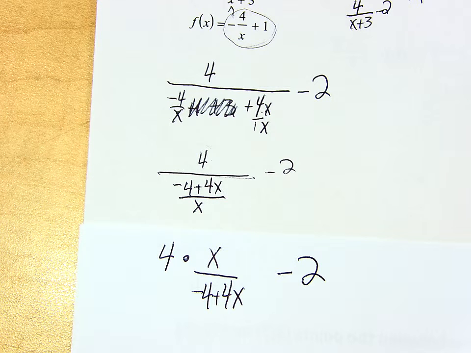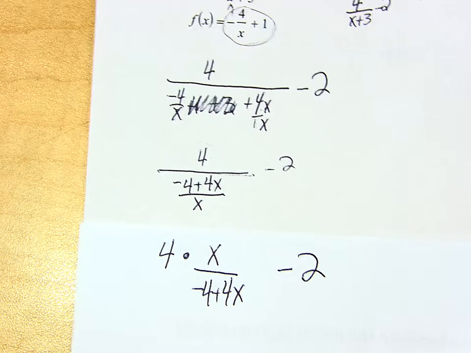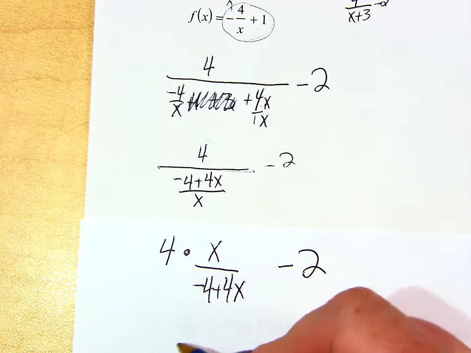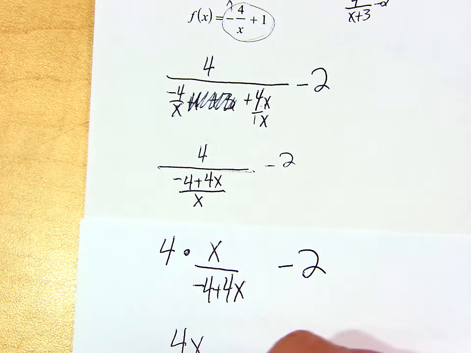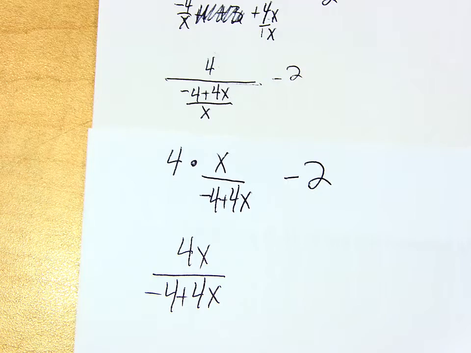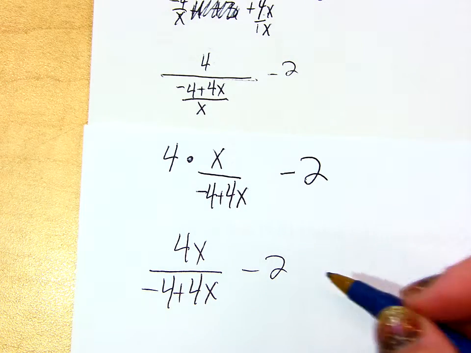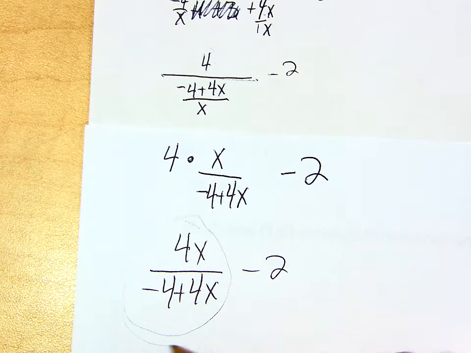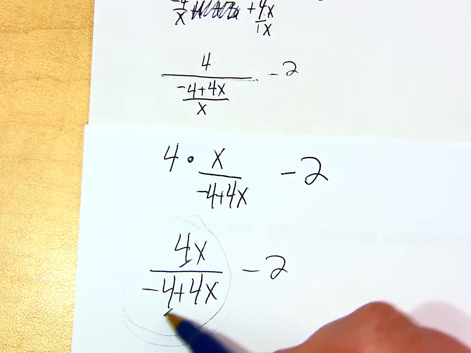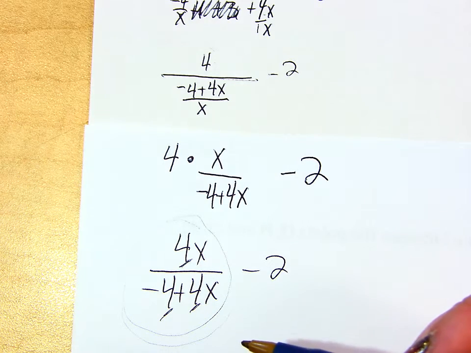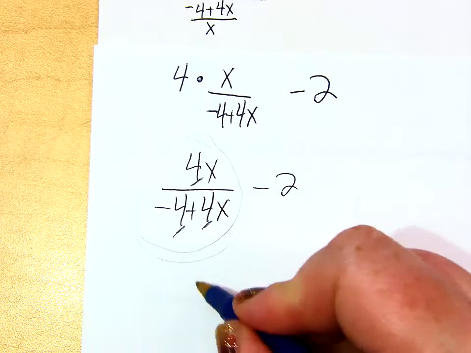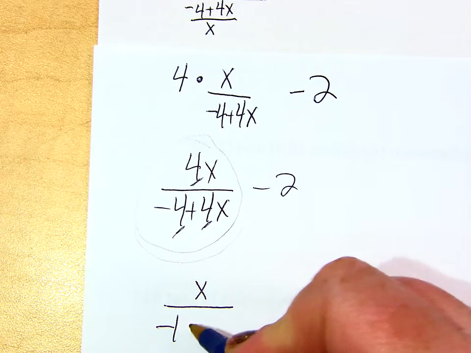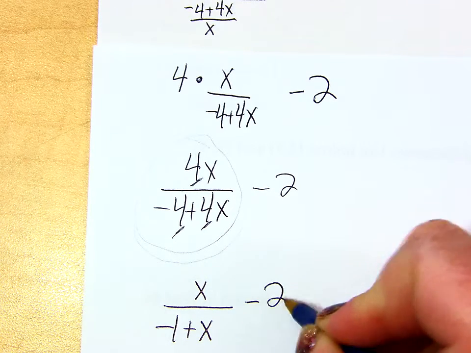Okay, you with me so far? Now, I'm going to multiply these two together. So that's just 4x over negative 4 plus 4x, minus 2. Can I do anything else with this? Yeah, they all have a 4, so I can divide everybody by a 4. So I get x over negative 1 plus x minus 2.